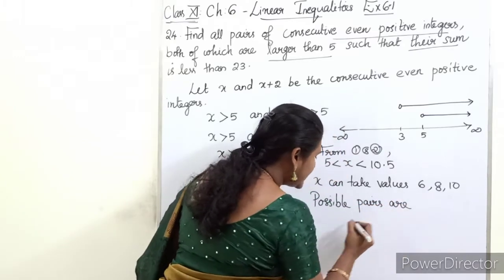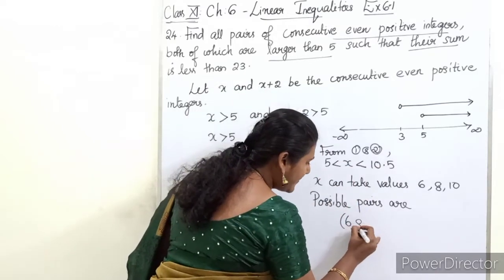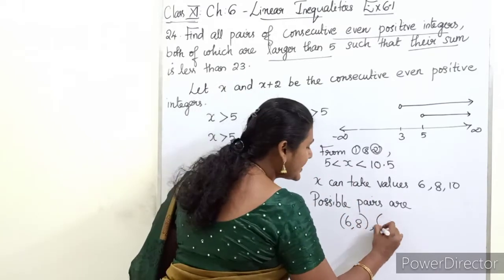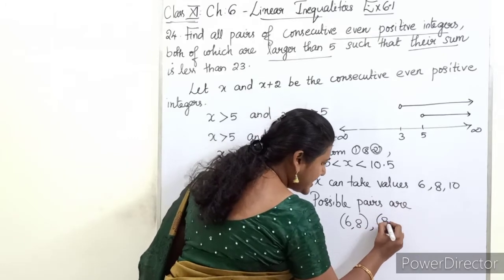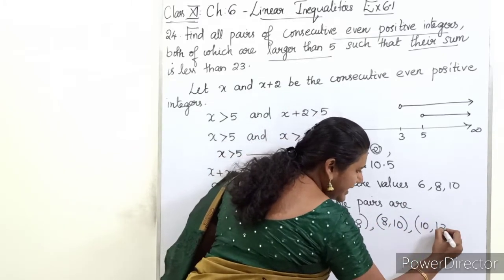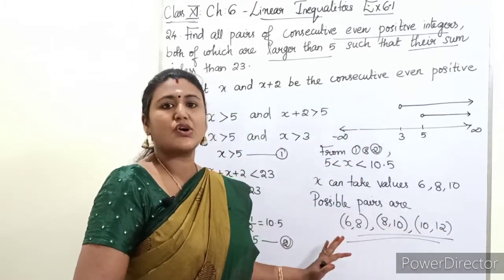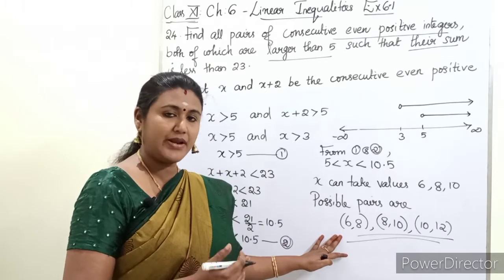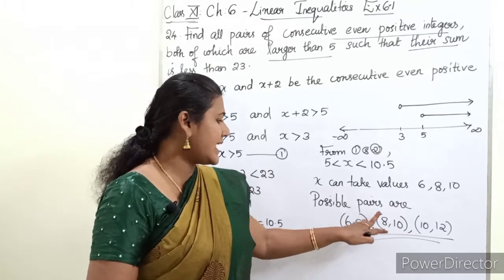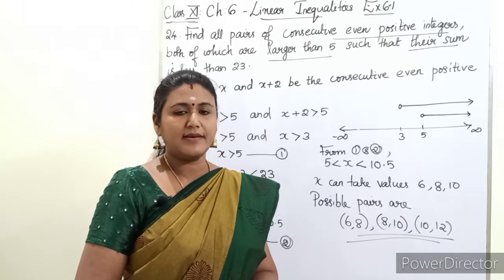are, so first if you are taking x is equal to 6, then the other number will be 8. If you are taking x is equal to 8, then the other number will be 10. If you are taking x is equal to 10, the other number will be 12. So these are the possible pairs of consecutive even positive integers: 6, 8; 8, 10; and 10, 12. Now we will see the next question.